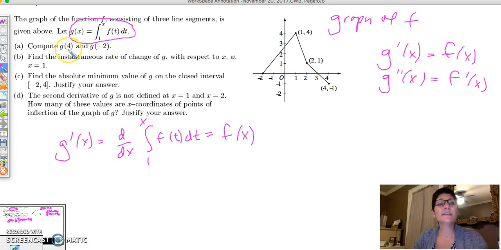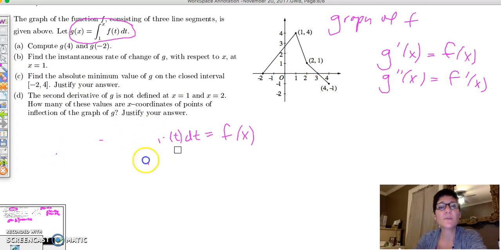So now it's saying go ahead and compute g of 4 and compute g of negative 2. If I want to compute those two things, I'm going to use this integral right over here. And if you notice on your graph, you have line segments, which means they're going to be geometric areas. So we're going to be able to find the areas of those things. I want to get this out of the way because we need a little better room to do some of the nice stuff that we are doing.